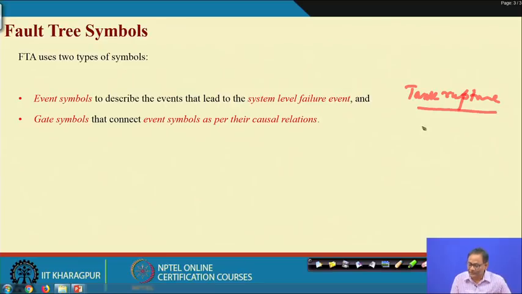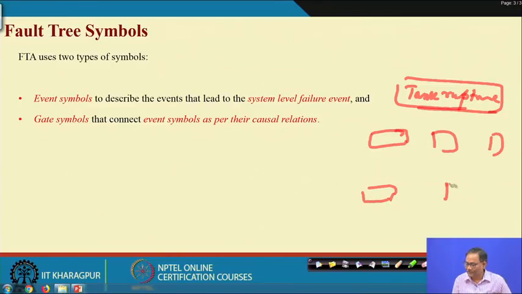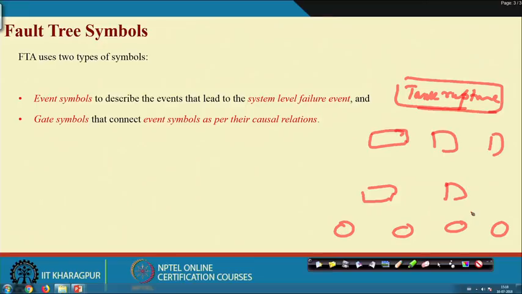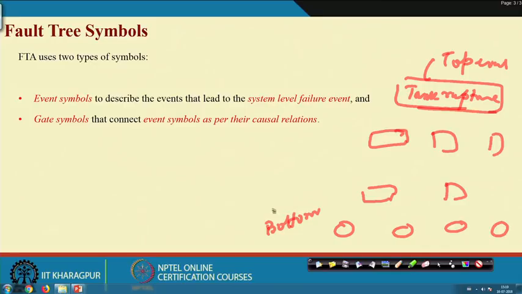That is basically the top event. And then there will be many intermediate events. So, we will put this explanation in a box. There will be many intermediate boxes. And finally, there will be many other symbols coming. We will see later on. So, what I mean to say is that this is our top event, and these are the basic events or bottom events or component level events. And gate symbols are used to connect event symbols to the higher level symbols with causal relation.